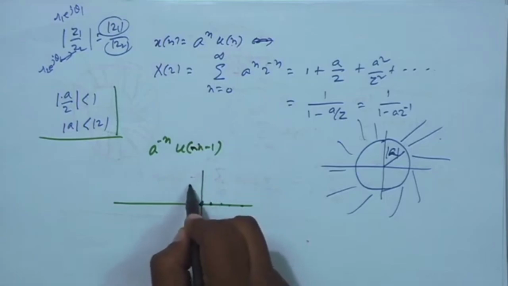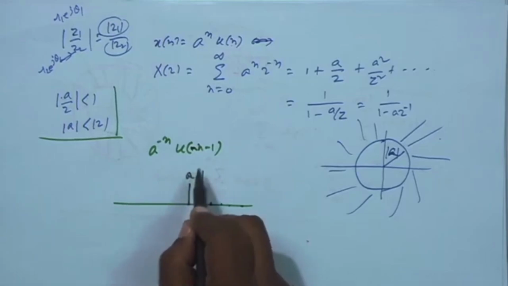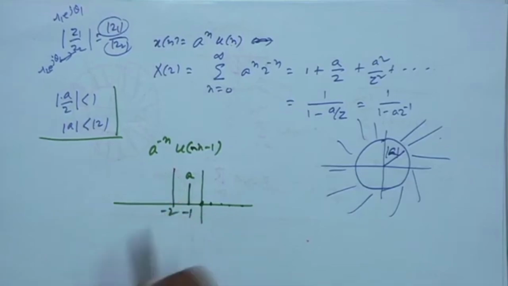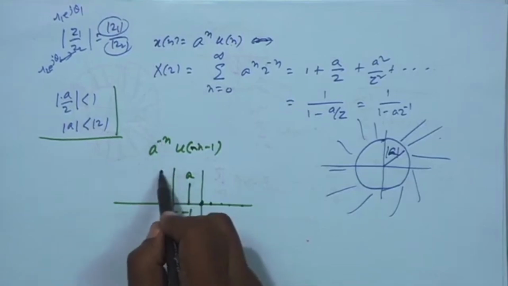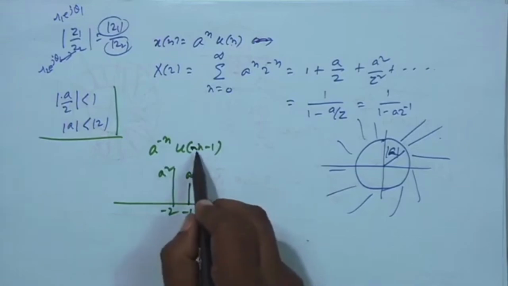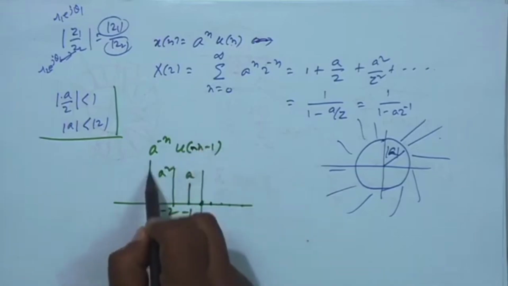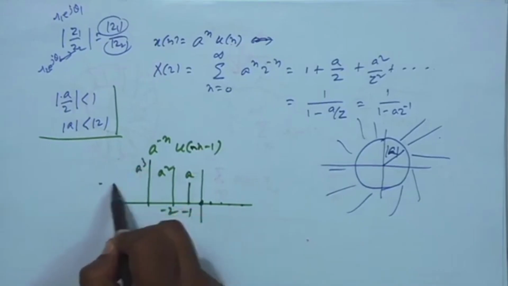So, you have got a, then at minus 1, then at minus 2 a to the power 2, a square, okay, because minus 2 means plus 2 minus 1, that is plus 1, u plus 1 is 1, and this way this side will be a to the power 3, dot dot dot dot.